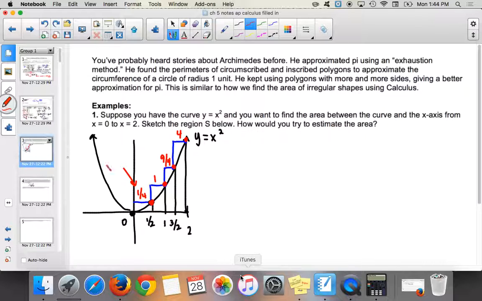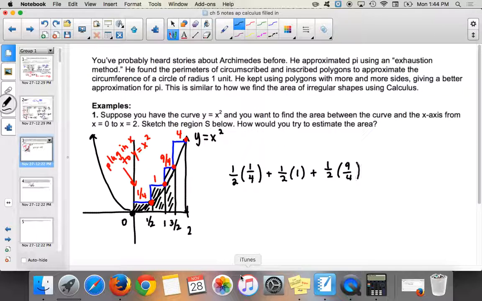So we're plugging in the x value. Plug in x to y, y equals x squared. So I talk about the area of each of those. My area of the first rectangle, this one right here, is going to be a width of 1/2 times a height of 1/4. And then the next one is going to be a width of 1/2 times a height of 1. And the next one's going to be a width of 1/2 times a height of 9/4. And the last one's going to be a width of 1/2 times a height of 4.